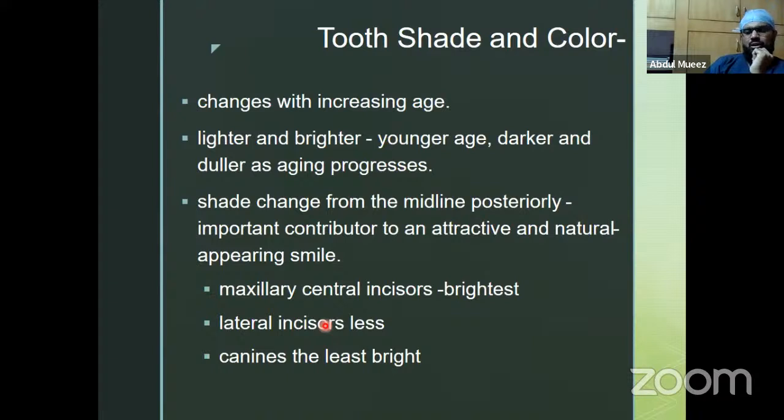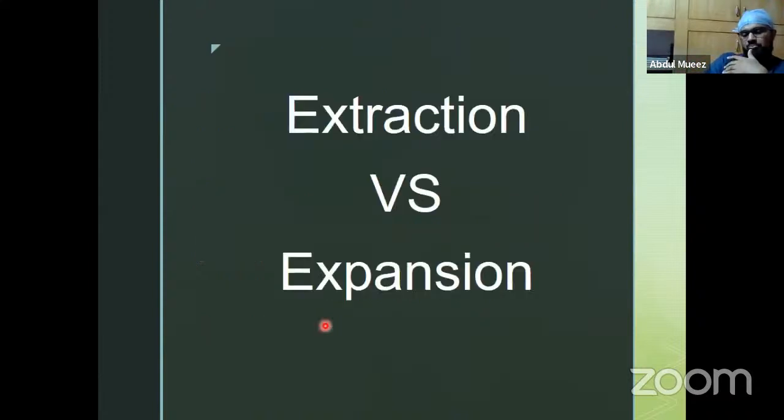And tooth shape and color. When you are younger, you have brighter teeth, and as you grow older, your teeth shade and color will be much darker. Usually the central incisor will be the brightest of all, and then the lateral incisor will be lesser, and from the canine to the molars, the shade decreases.